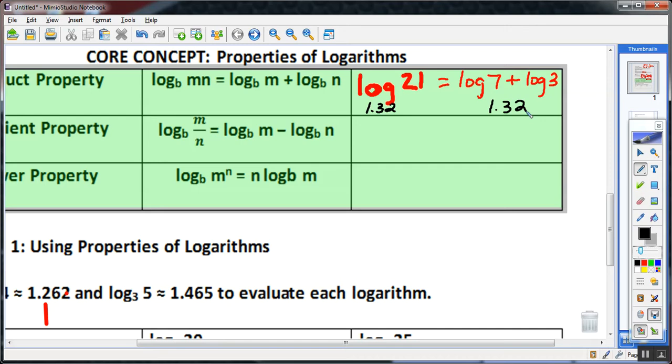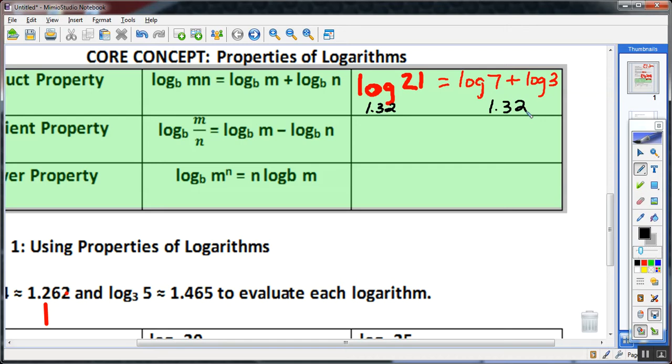So if the product property of logarithms means split it up and add logarithms, what do you think the quotient property of logarithms is going to mean? And isn't that kind of the same way as exponents? If you divide exponents with the same base, what do you do with exponents? Subtract. So it's kind of the same thing. So let me give you an example here.